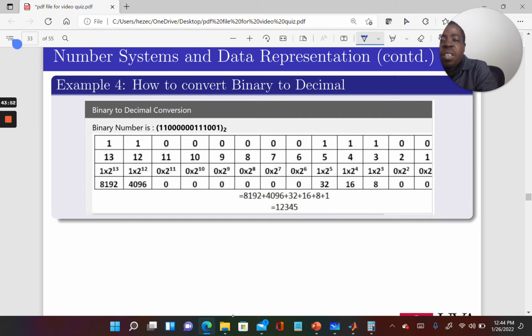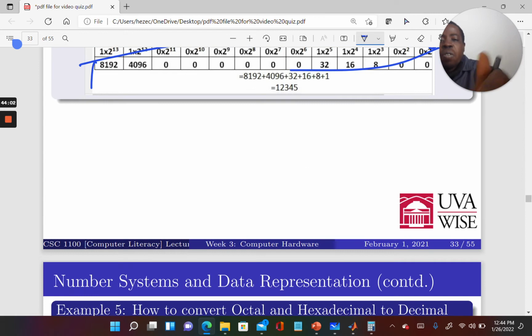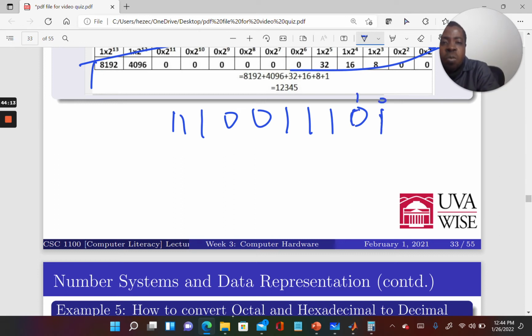Look at this example, for instance. You look at the powers I told you about. You start from the smallest one here, 0 here, 1, 2, 3, and that will give you all this. Okay. If you have 1, 1, 0, 0, 1, 1, 1, 0, 1, you count it. You start from 0, 1, 2, 3, 4, 5, 6, 7, 8, 9. Okay. Then you start picking all the numbers one by one.